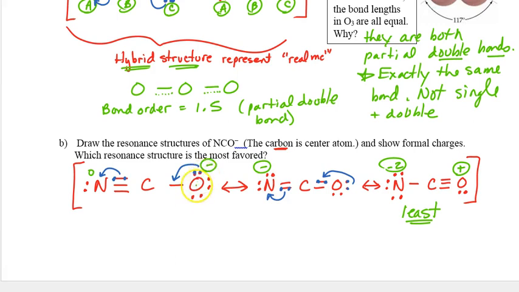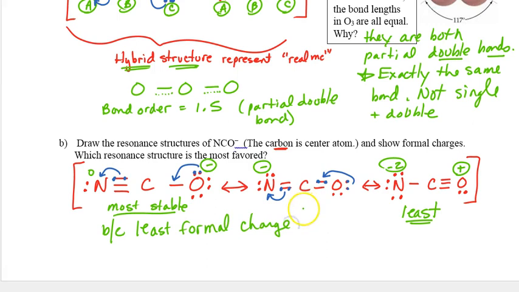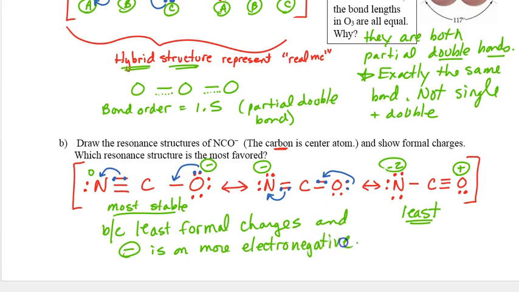Oxygen is more electronegative than nitrogen, so this is going to be the most stable structure because it has the least formal charges and the negative is on the more electronegative oxygen.